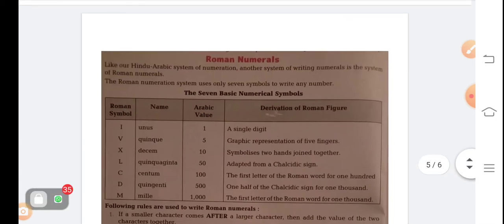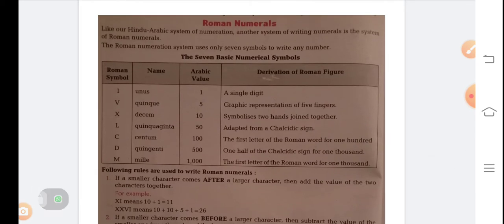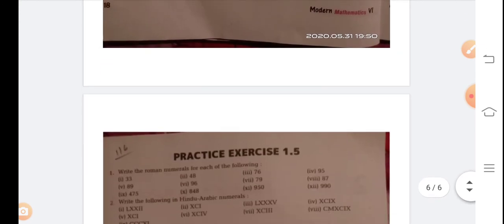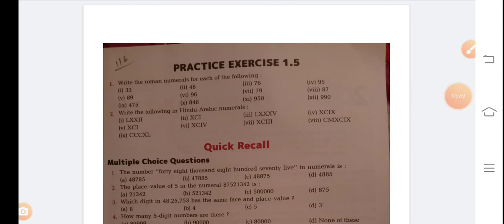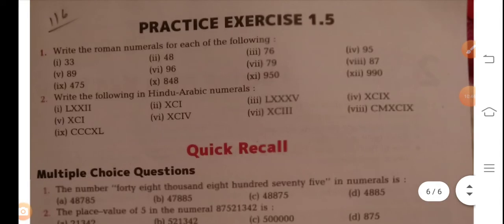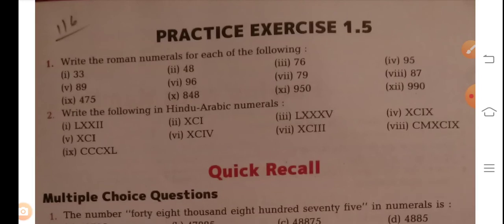Next, just like in your book there are some topics, you also read them. Okay, let us start our first question and answer, exercise 1.5. In the first question, write the Roman numerals for each of the following. How to write Roman numerals, my dear students? Firstly, write the Roman numbers from 1 to 100. If you write 1 to 100, then you will have no problem with other Roman numbers.